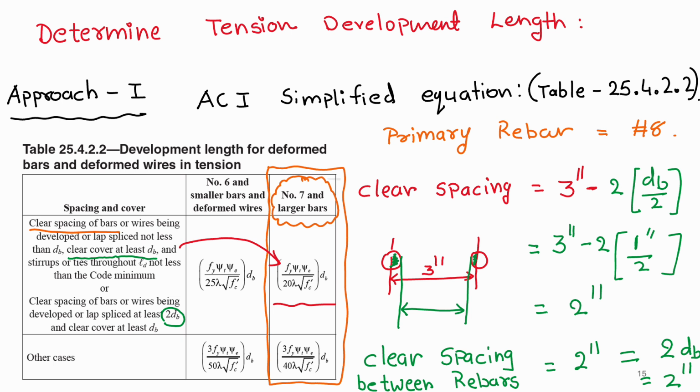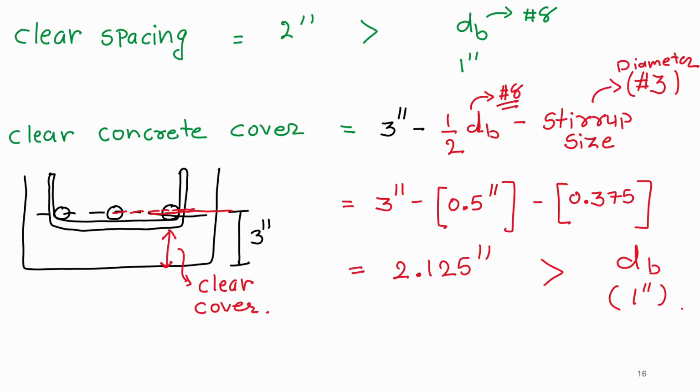So clear spacing in this case will be from the end of the diameter of the rebar to the end of the next rebar. So in this case, it will be 3 minus 2 times diameter of the rebar size divided by 2. That will give me a clear spacing of 2 inch. Clear spacing between rebars is 2 inch.